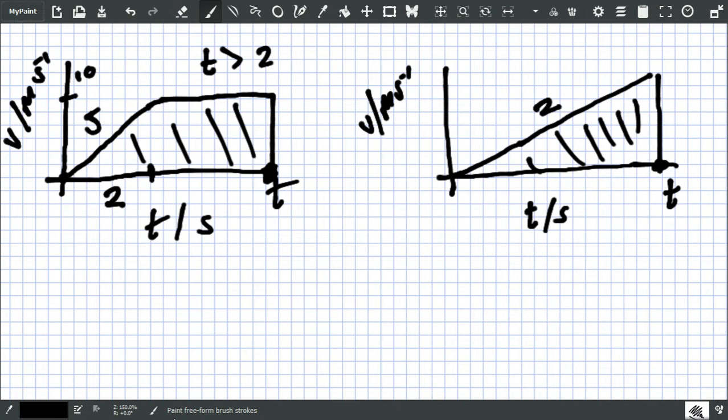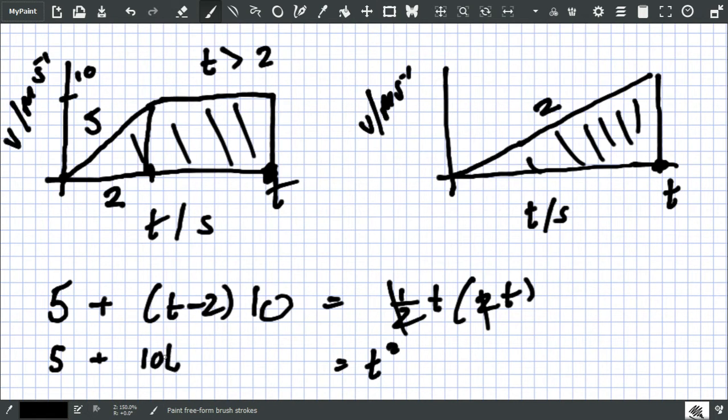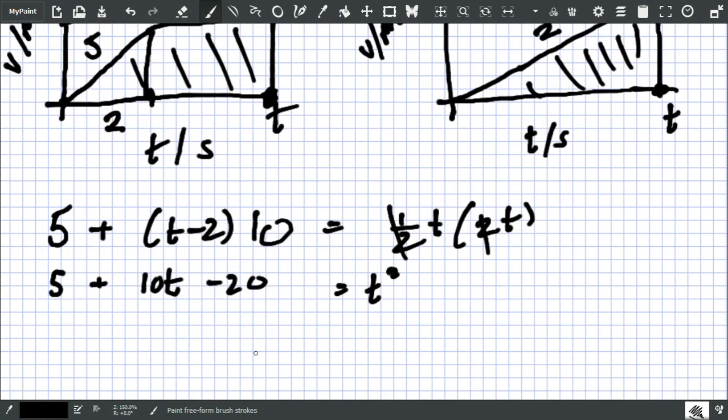So the distance traveled by the cyclist, this area here, half the base by the height, so that's 5 meters, plus, and then the base by the height, t minus 2 times 10, and that's a half the base, which is a half t, by the height, which is 2t, because for every 1 unit out, it's 2 units up. Well, that's nice because they cancel as well. So that's t squared, 5 plus 10t minus 20.